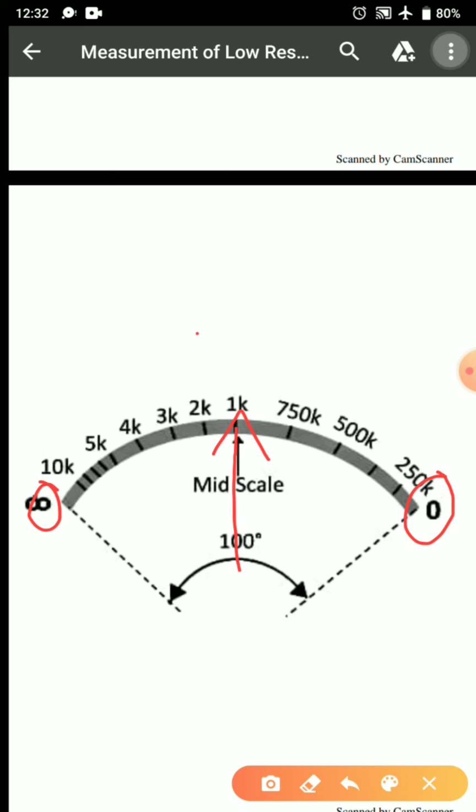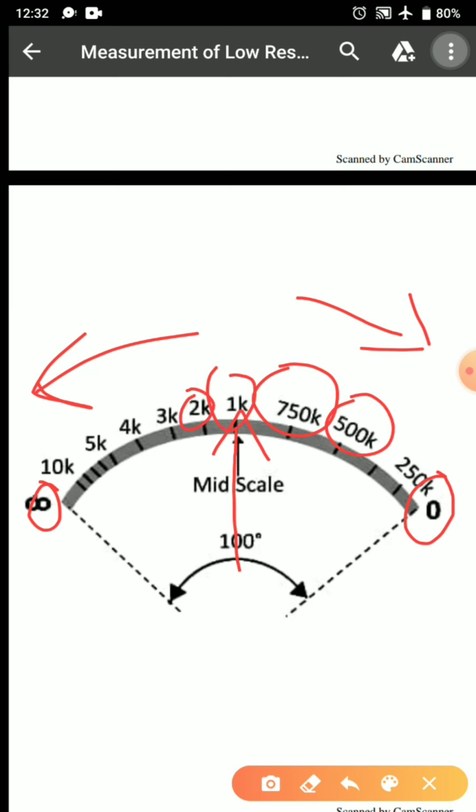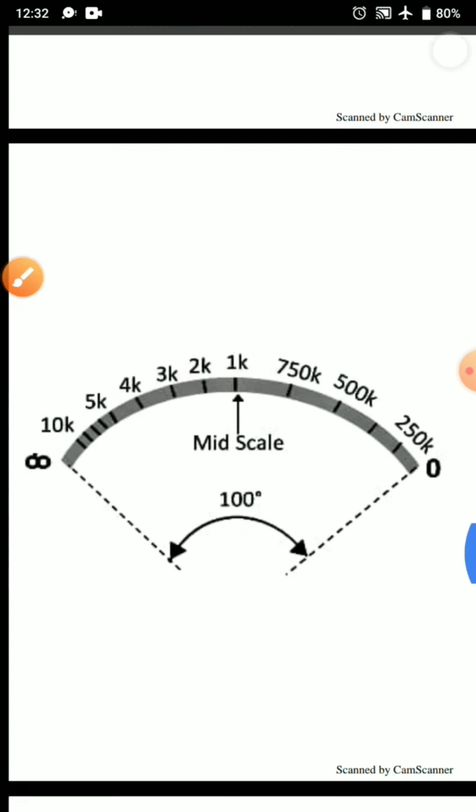When I am passing half current, what deflection will it be showing? Based on this, I can clearly make out that if the value of resistance that I have connected is low, the pointer will move in this direction. If the value of resistance that I have connected is high, it will move in this direction. All these calibrations I can make based on known values of resistance. Therefore it is said that series type ohm meters are used for the measurement of medium resistance.